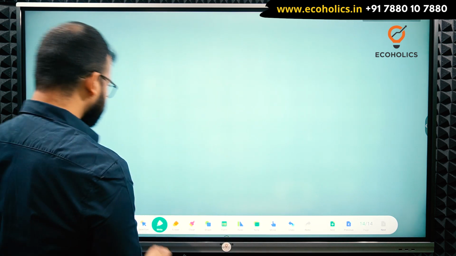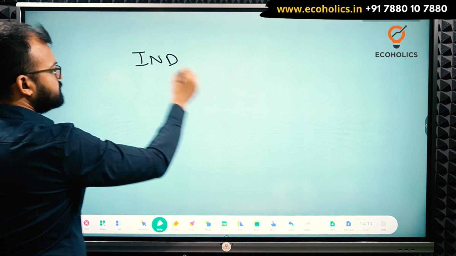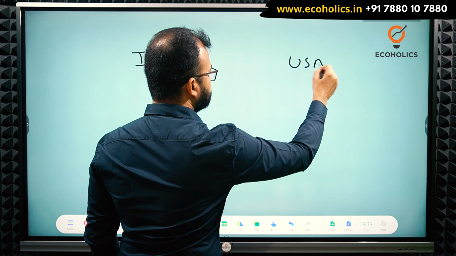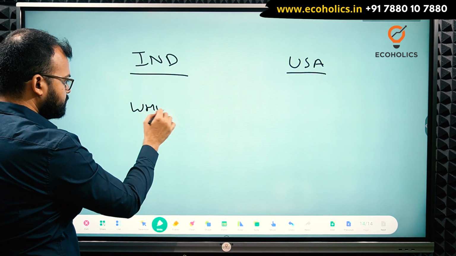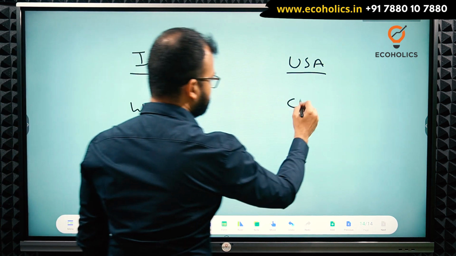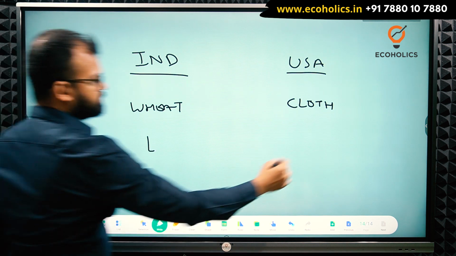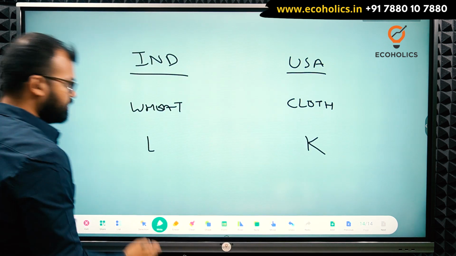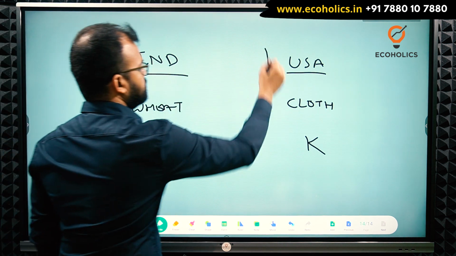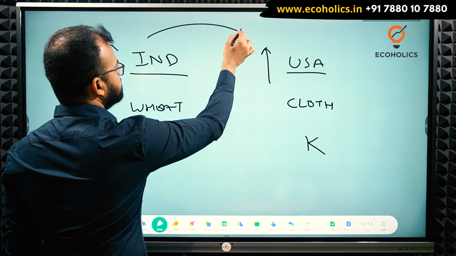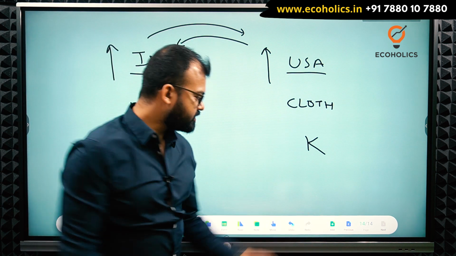Now, in simple terms, if India produces surplus and the USA produces surplus, it will be a win-win situation for both countries. So wheat and cloth: wheat is labor intensive, cloth is capital intensive. They will produce a surplus amount, and then they will engage in trade. So that's surplus. I hope you understand this video.